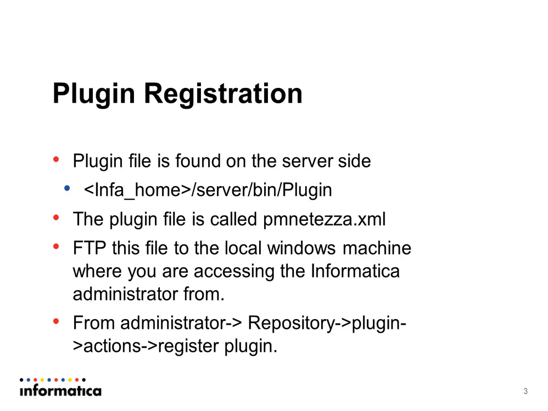The plugin file that needs to be used for plugin registration is found on the server side. It comes along with the installation files. You will find it in the Informatica home server bin plugin directory, and it's called pmnetezza.xml. We need to FTP this file to the local Windows machine where you are planning to access the Informatica Administration Console or Administrator from. And once you have the file available, you just need to access your repository, click on the plugin tab, and register the plugin. I am going to go over the steps via a demo.